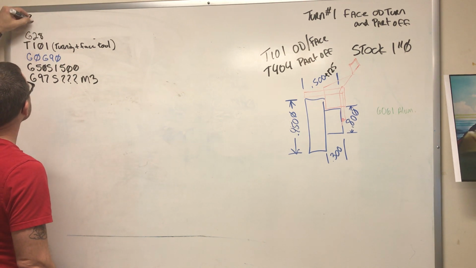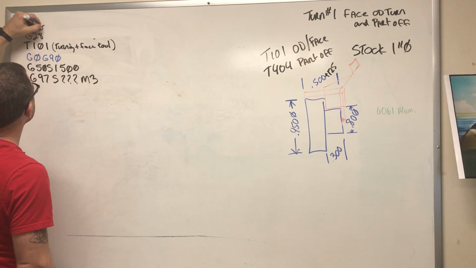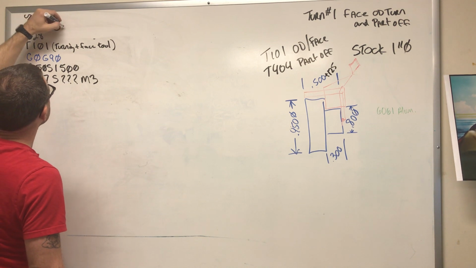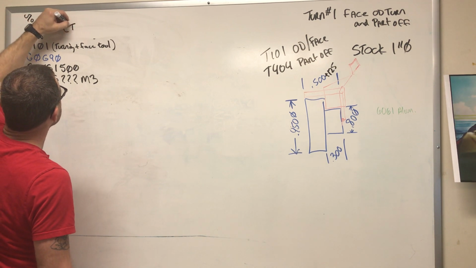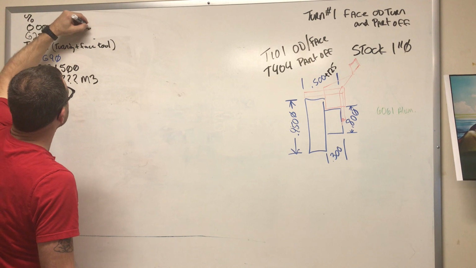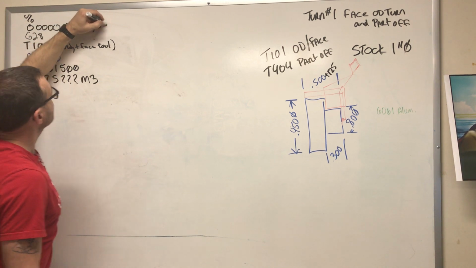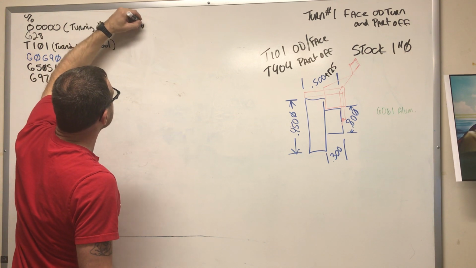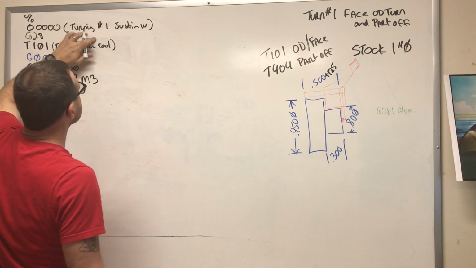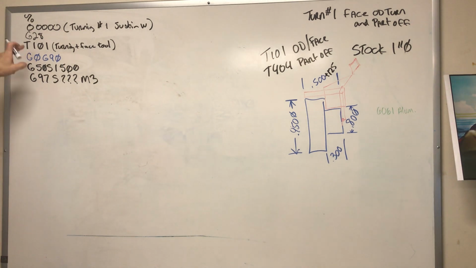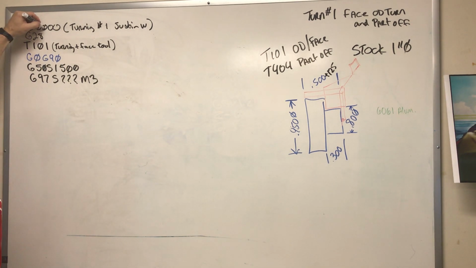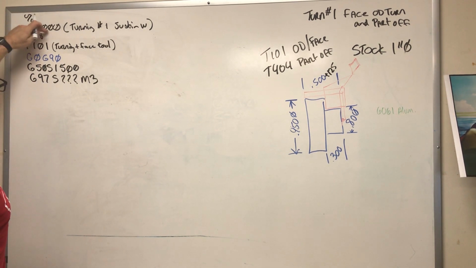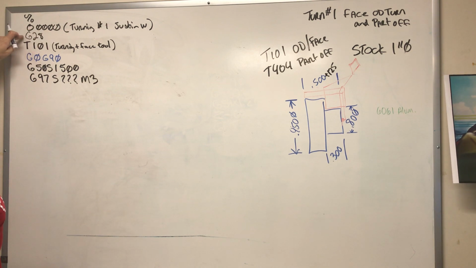So here I've got my percent sign, and I've got my O, 4 digits, and then I've got my Turning Number 1, and my name, all in parentheses. Okay. So I've got O, 4 numerical digits after that, G28 for home position.